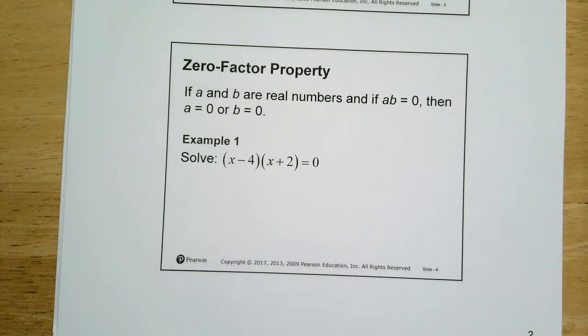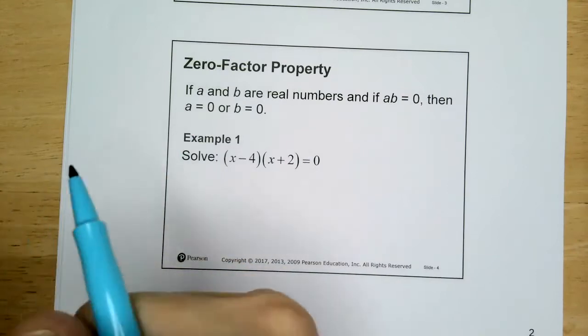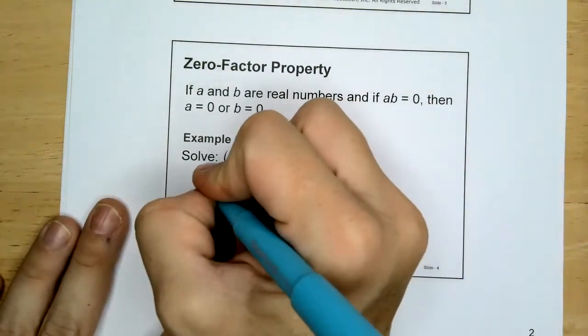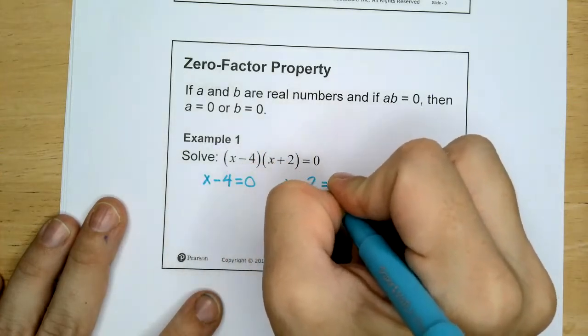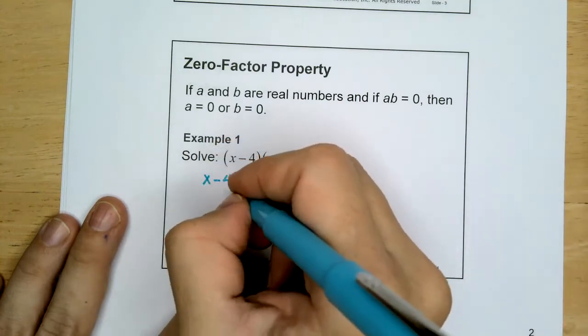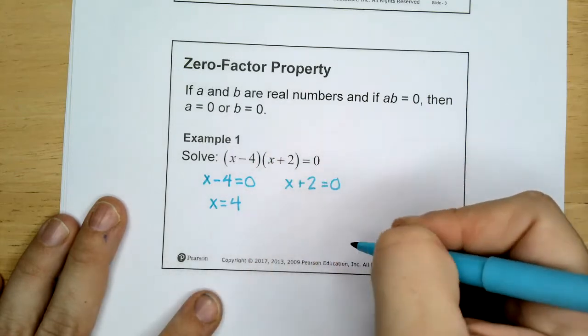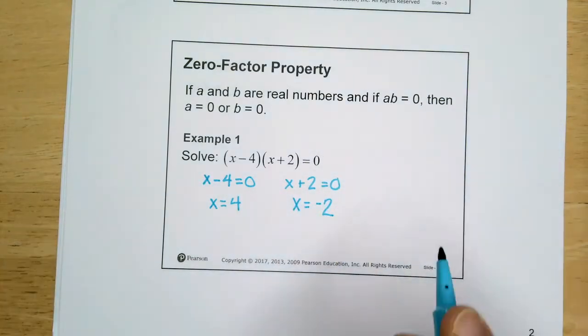So when I have two factors, factor 1 and factor 2, two things I multiply together to get the answer, and the answer is 0, I set each factor equal to 0 and solve these two smaller equations for the variable. So I say x minus 4 is 0 and x plus 2 is 0. X minus 4 is 0 means I add 4 to each side. X is 4. X plus 2 is 0 means I subtract 2 from each side. X is negative 2. So either x equals 4 or x equals negative 2.